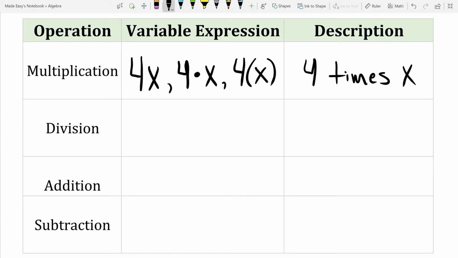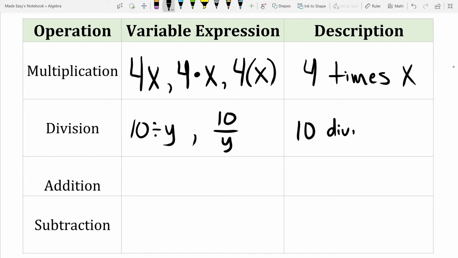Next, let's do division. 2 ways that we can write out division. When you are first studying your arithmetic, you think of division as using this sign for 10 divided by y. We steer away from that in algebra, although you may see it occasionally, but it is much more useful to use a fractional form of 10 over y to represent 10 divided by y. So the description, we'd write that out as 10 divided by y.